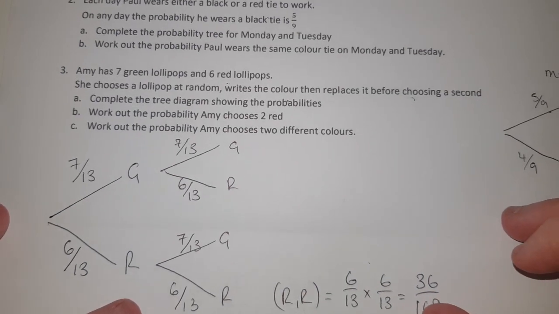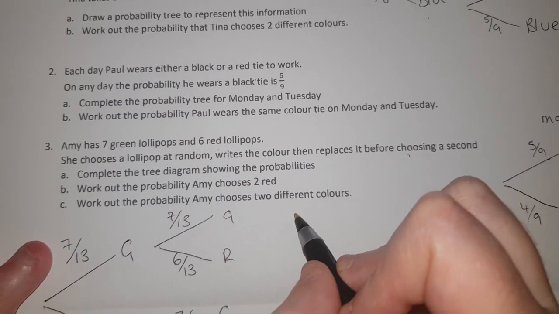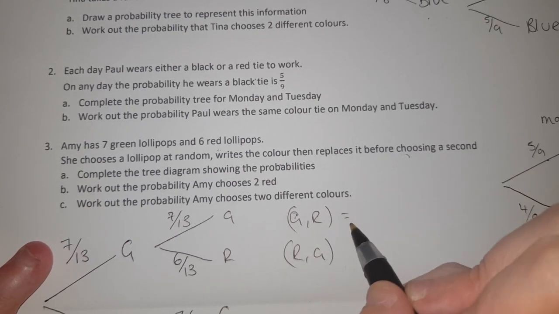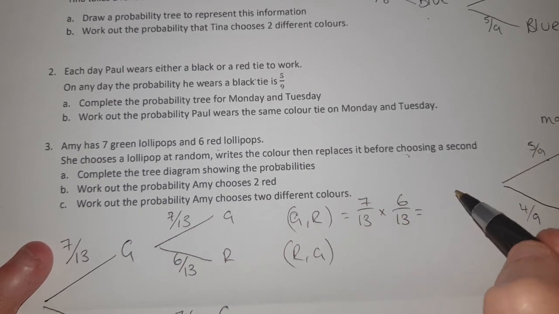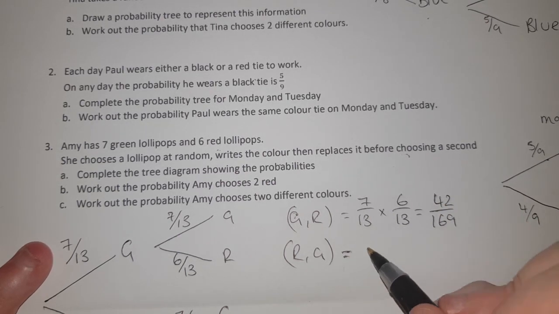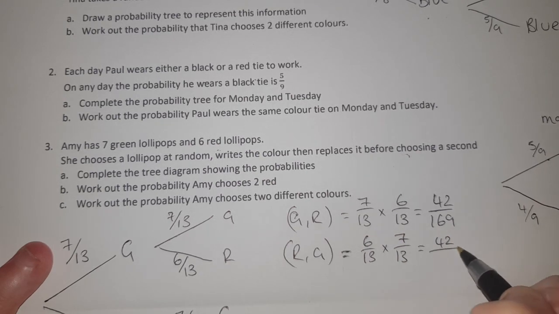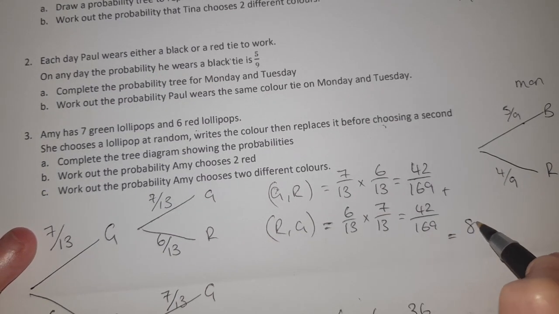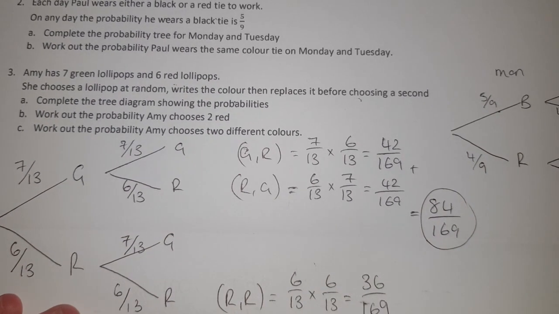Okay, and then what have we got? Work out the probability she chooses 2 different colours. Well, 2 different is you either want green followed by red or red followed by green. So green followed by red is 7/13 times 6/13. So you get 7 times 6 is 42. And again, that bottom number is 169. Red and then green is 6/13 times 7/13, so you get the same answer again. Whenever you've got more than one answer, we're going to add them together. You end up with a total of 84 over 169. So there's my answer for 2 different colours.